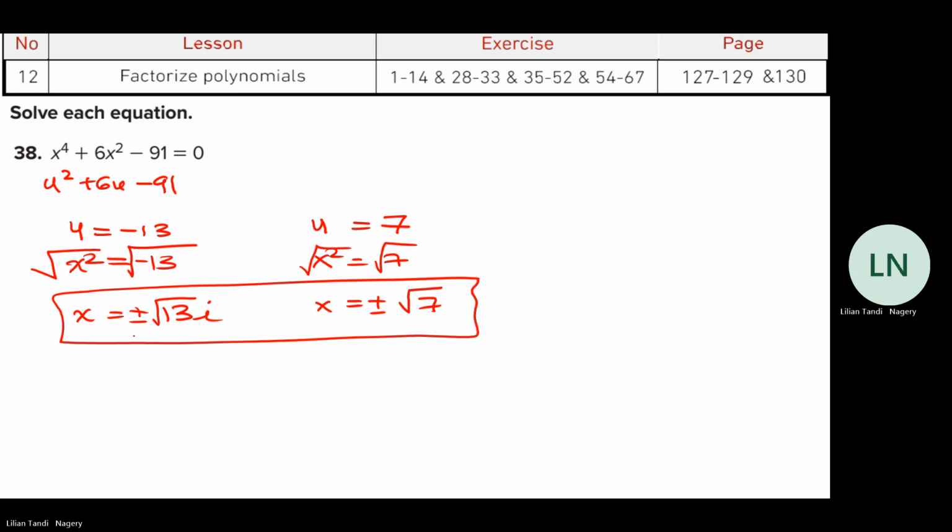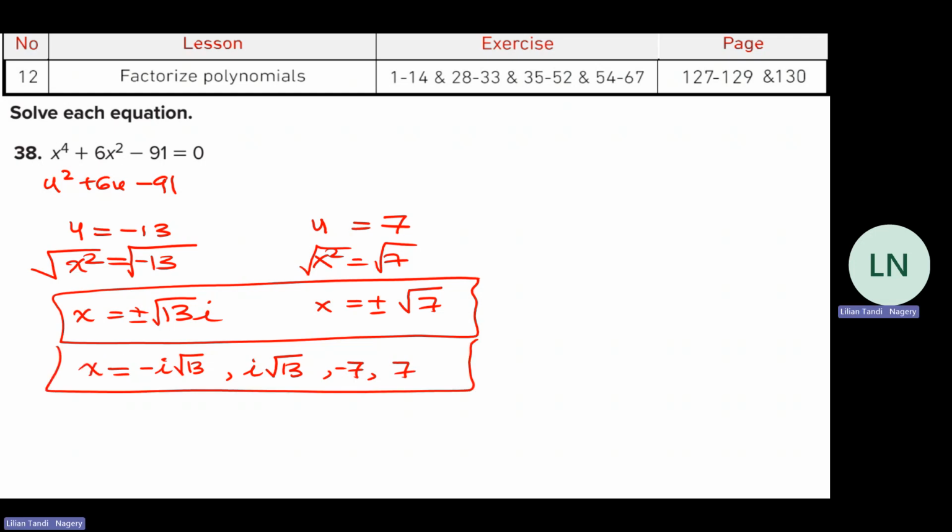Okay? Or you can write them as negative i square root 13, i square root 13, negative 7, 7. You can also write them like that. It's up to you.